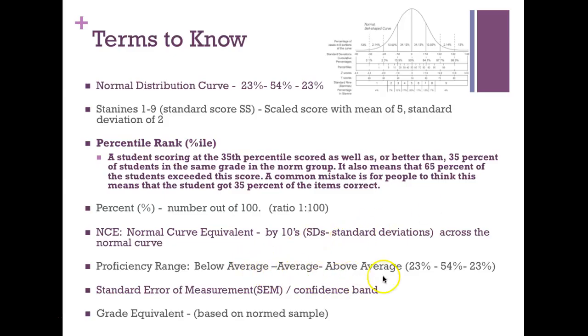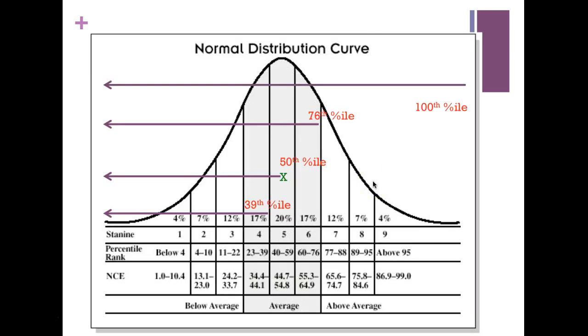Proficiency range, you just saw that one, and I can basically see below average, average, and above average. Standard error of measurement is a confidence band, and grade equivalent is based on a norm sample. Grade equivalent, you also will be using. It's not on this particular model, but grade equivalent of the material is again based on a very, very large sample that says average 5th graders should be able to do this by this time.